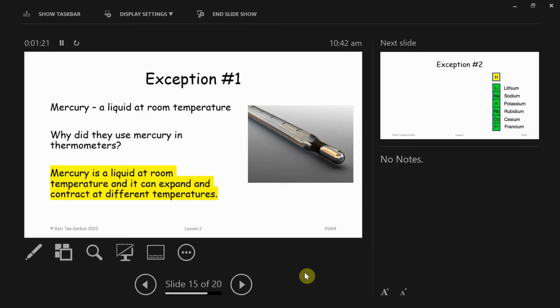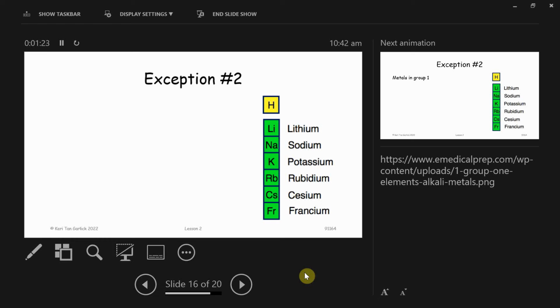All right, the second exception to the rule are metals in group one of the periodic table. So that first column on the left-hand side. These guys are really different and they have lots of unique qualities. The first one being that they're really, really soft. They are so soft that you can cut them with a butter knife.